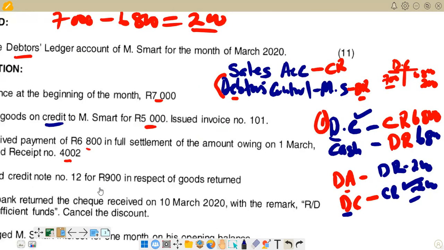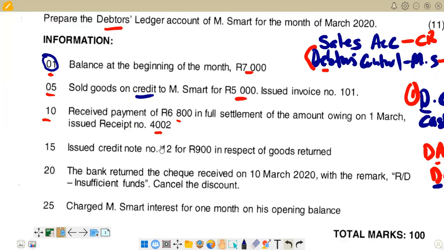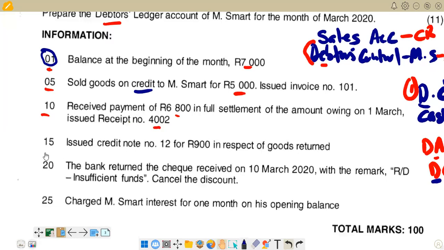We are here now. The next transaction that we have is now on the 15th. We are saying issued credit note number 12 for 900 in respect of goods returned. So whenever a credit note is issued, there are goods that have been returned, and these are sales returns. They represent the debtors' allowance.